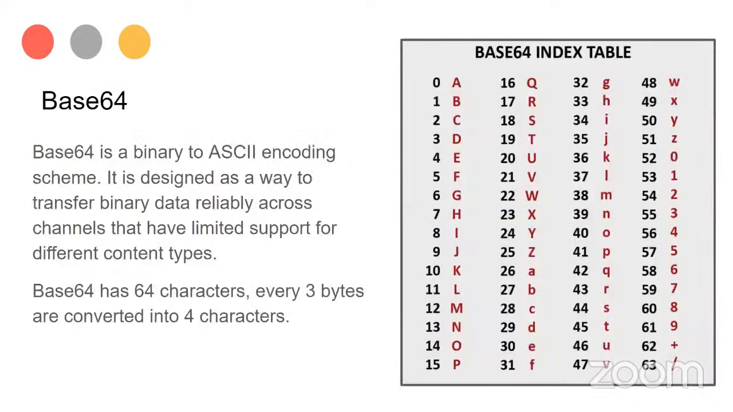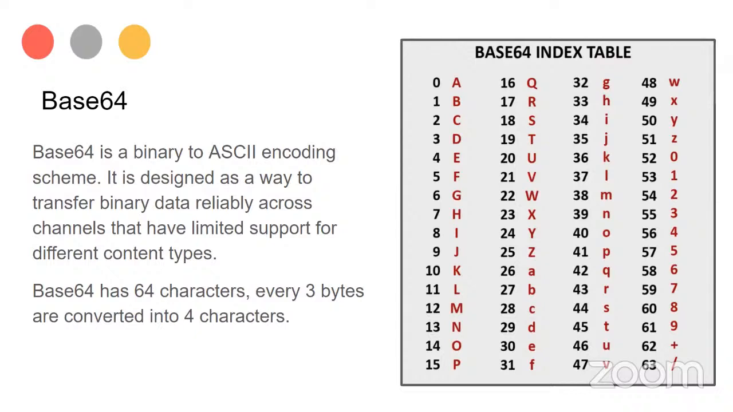Moving forward, first we will talk about the encoding scheme. Base64 is the most common form. There are different types of encoding schemes, but I will just talk about this one because it is the most popular. Base64 is a binary to ASCII encoding scheme. It is designed as a way to transfer binary data reliably across channels that have limited support for different content types.